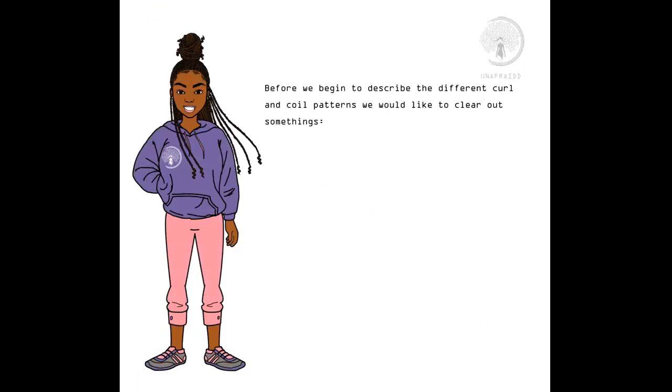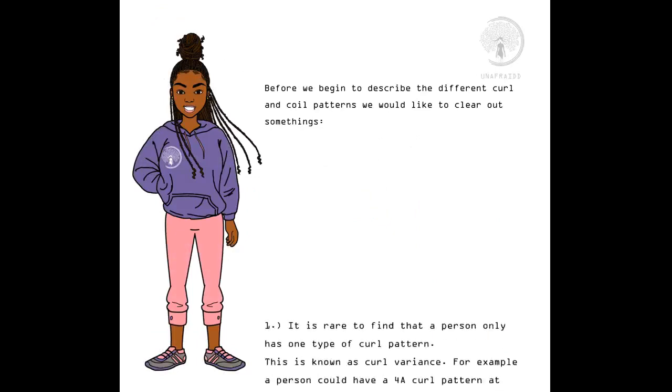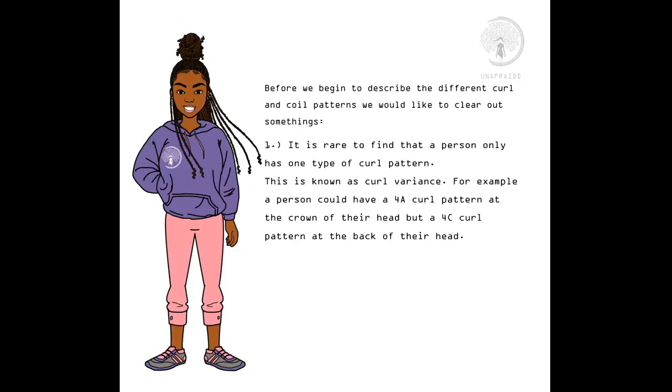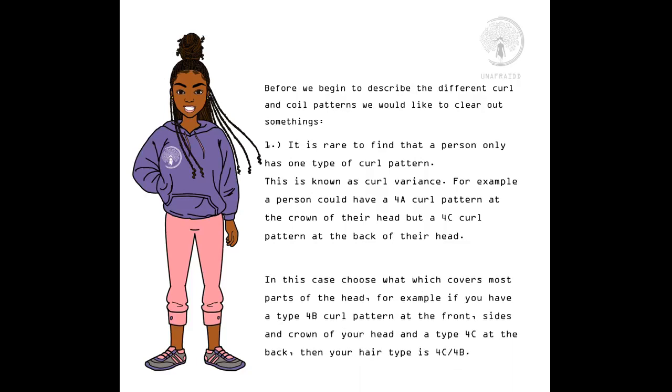Before we begin to describe the different curl and coil patterns, we would like to clear out some things. Number one, it is rare to find that a person only has one type of curl pattern. This is known as a curl variance. For example, a person could have a 4A curl pattern at the crown of the head, but a 4C curl pattern at the back of the head. In this case, choose that which covers most of the head. For example, if you have a type 4B curl pattern at the front, sides, and crown of your head, and a type 4C at the back, then your hair type is a 4C/4B.